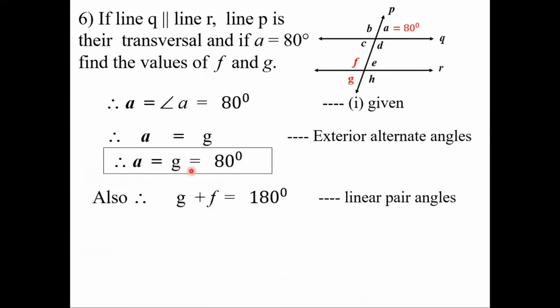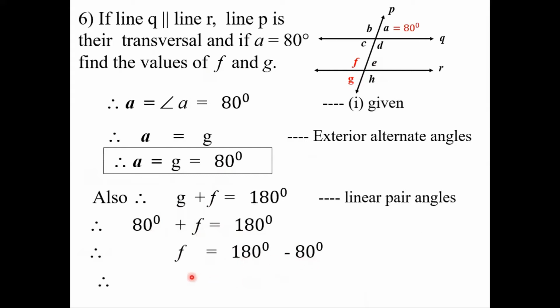Now we are able to get the value of G, that is 80 degrees. Putting the value of angle G over here, angle G is nothing but 80 degrees. So 80 degrees plus angle F is equal to 180 degrees. Shifting this 80 degrees over here, F is equal to 180 minus 80 degrees, which means the value of F is 100 degrees. In this way, we are able to calculate the value of F, and that is 100 degrees.